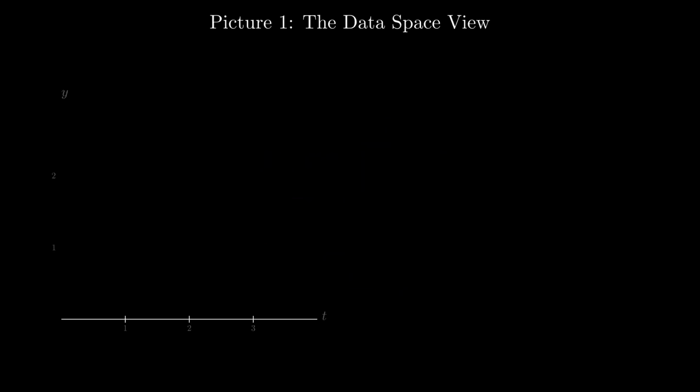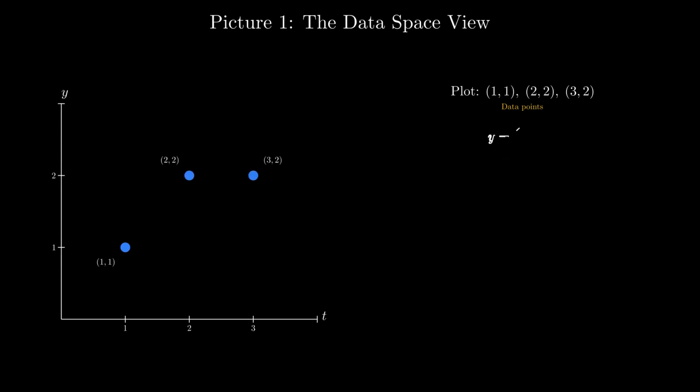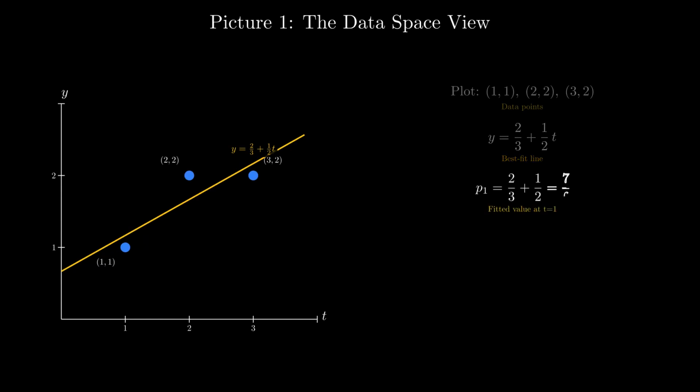Picture 1, the data space view. We plot the 3 data points on a scatter plot, the point 1, 1, the point 2, 2, and the point 3, 2. The best fit line turns out to be y equals 2/3 plus 1/2 t. Let's find the fitted values on this line. At t equals 1, p1 equals 2/3 plus 1/2, which is 7/6. At t equals 2, p2 equals 2/3 plus 1, which is 5/3. At t equals 3, p3 equals 2/3 plus 3/2, which is 13/6.